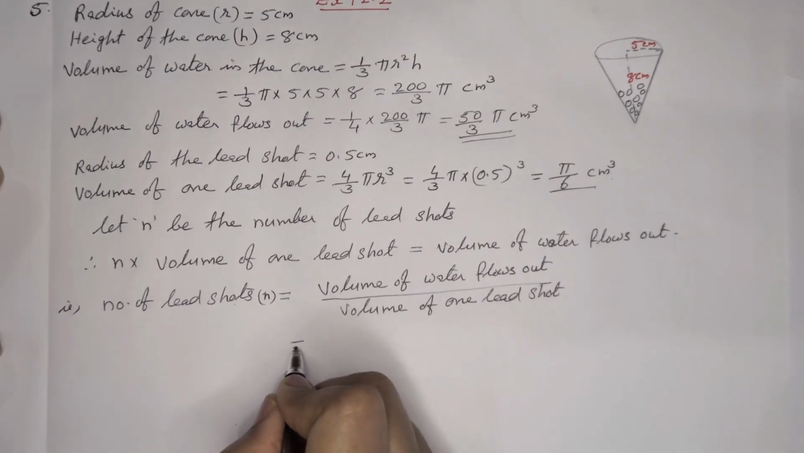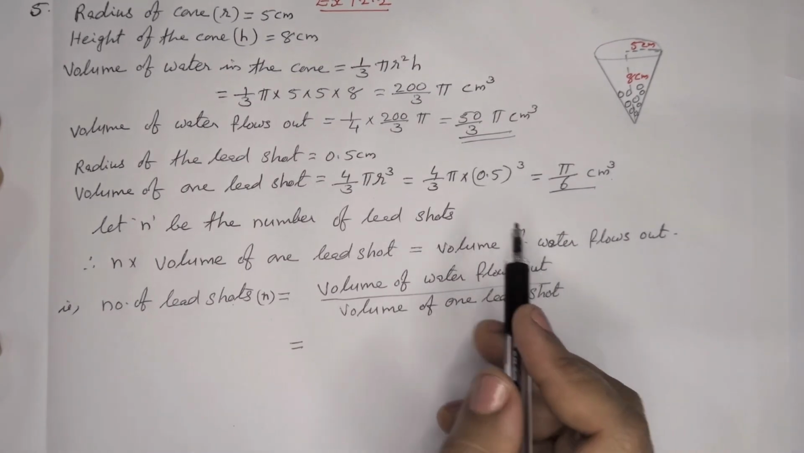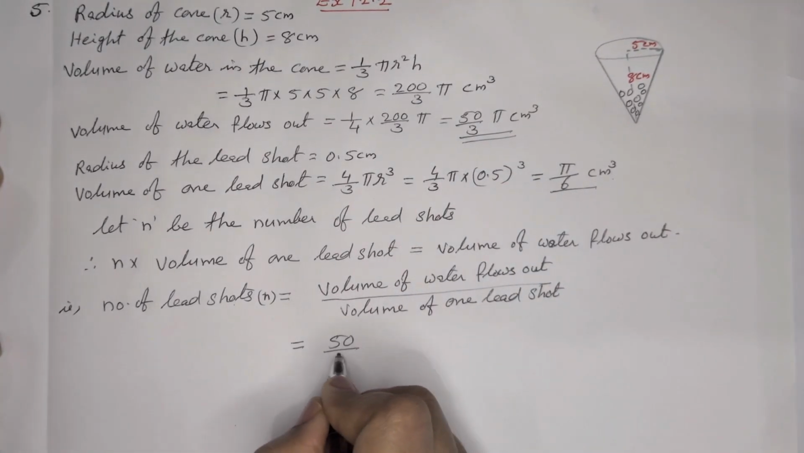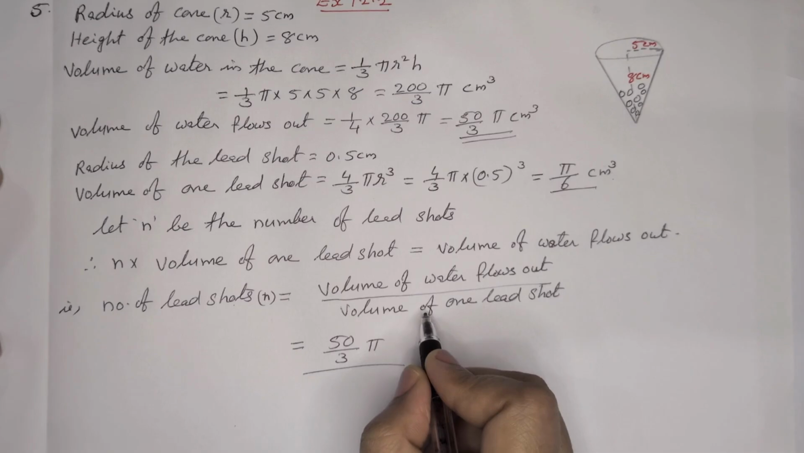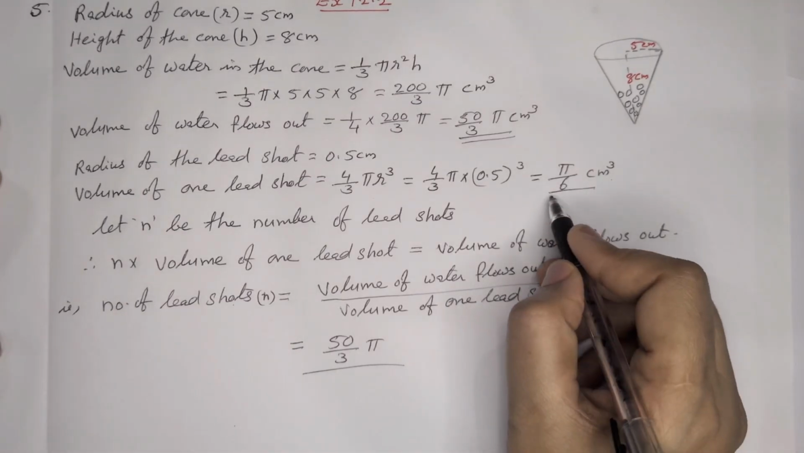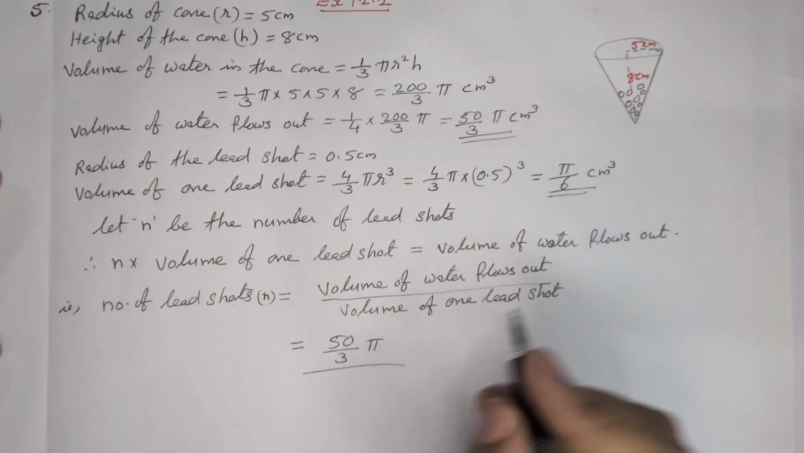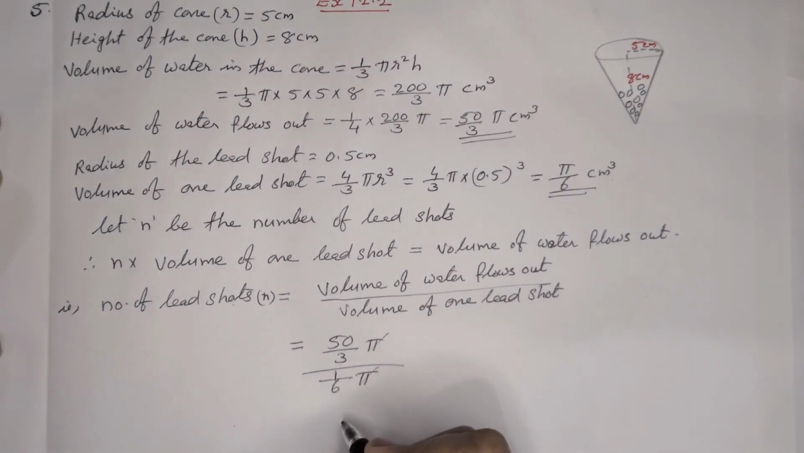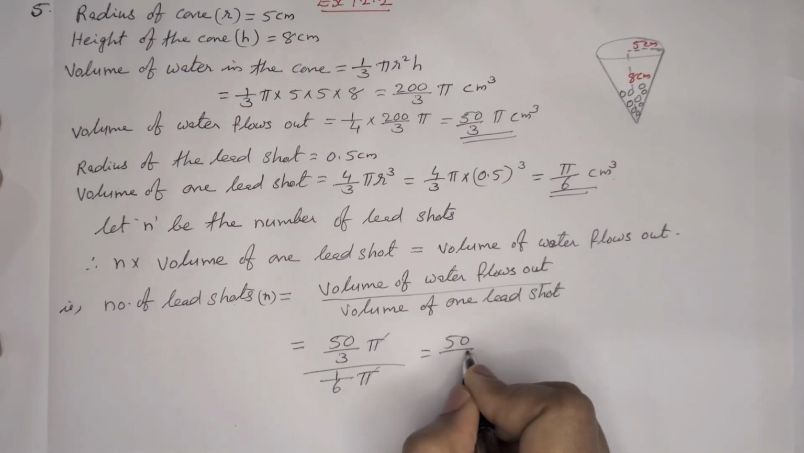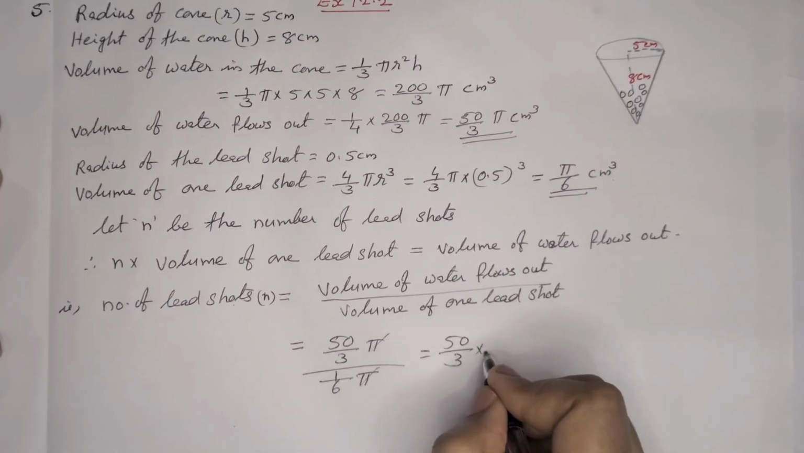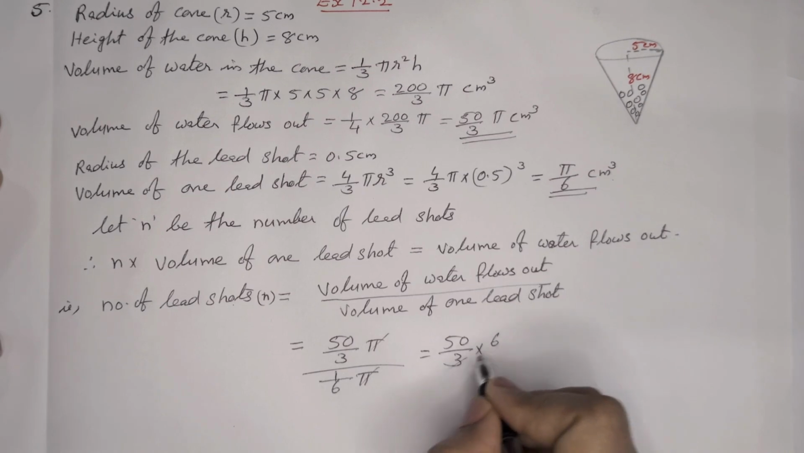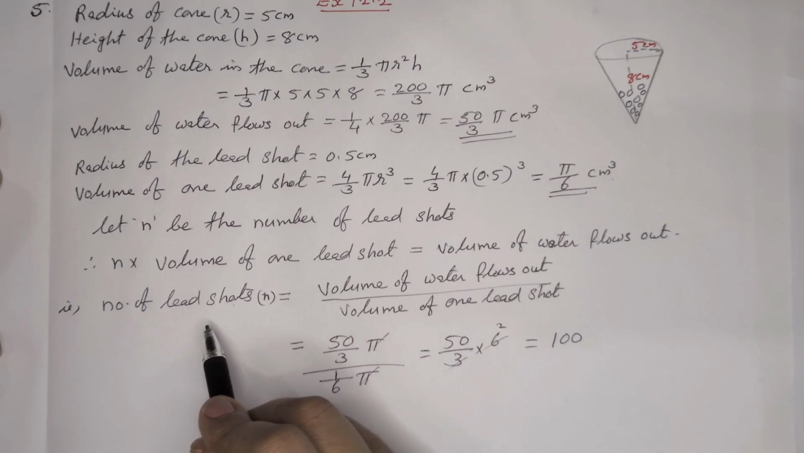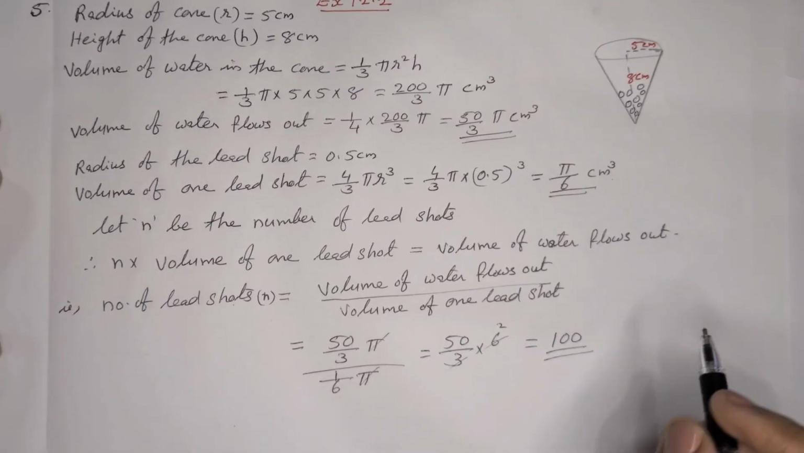So we can write that as the volume of water that flows out, which we already got as 50 by 3 pi, divided by the volume of one lead shot, pi by 6. When we divide, pi we can cancel. 50 by 3, take the reciprocal, into 6 by 1. When we simplify, 50 into 2 is 100. So we got n, the number of lead shots, is equal to 100.